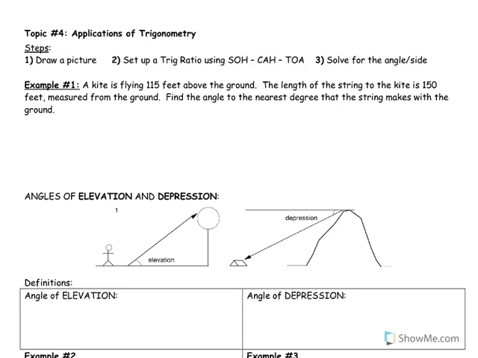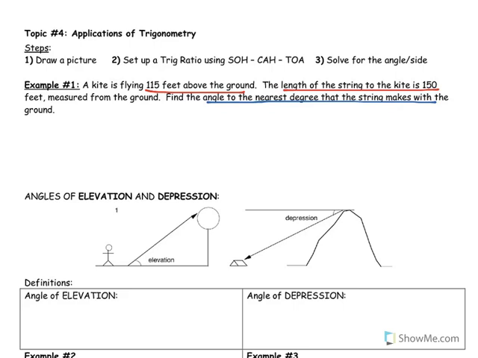So, example 1: a kite is flying 115 feet above the ground. The length of the string of the kite is 150 feet, measured from the ground, and it's telling me to find the angle, to the nearest degree, that the string makes with the ground.